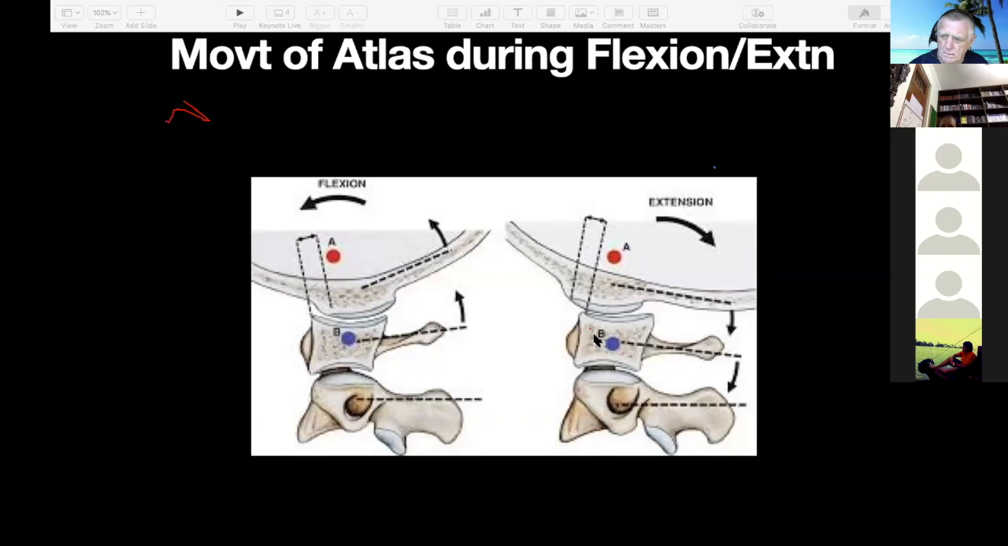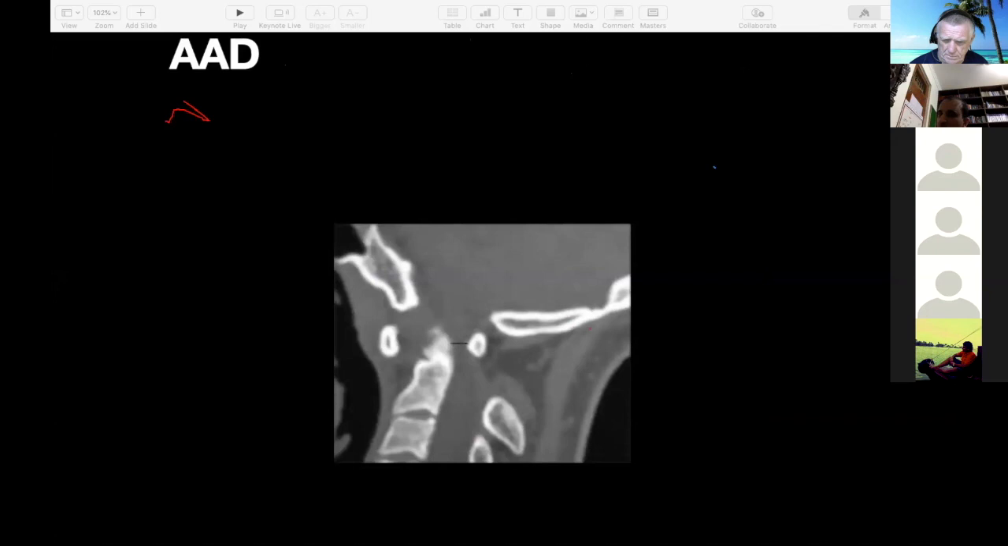Now, what happens in AAD? Very simple. In atlantoaxial dislocation, because the ligaments and joint between the atlas and the axis have been disrupted, and because in flexion the atlas has to move ahead, the ligament is not able to hold it back, so the atlas slips in front. You get me? Can you repeat it once?